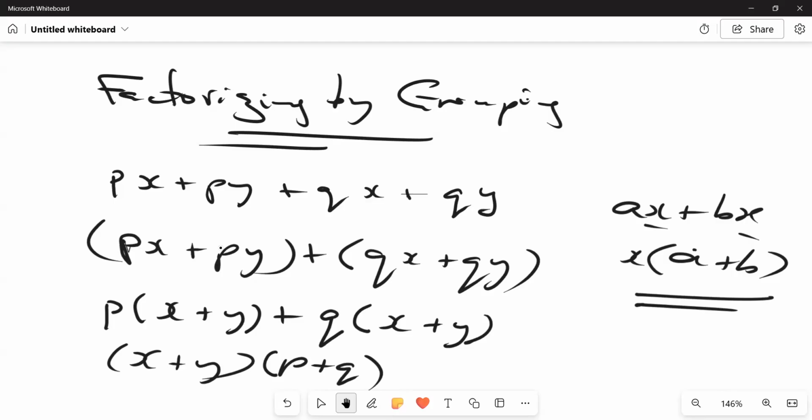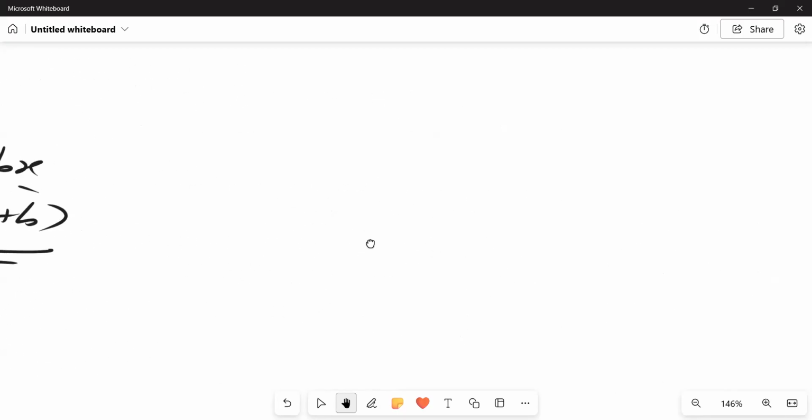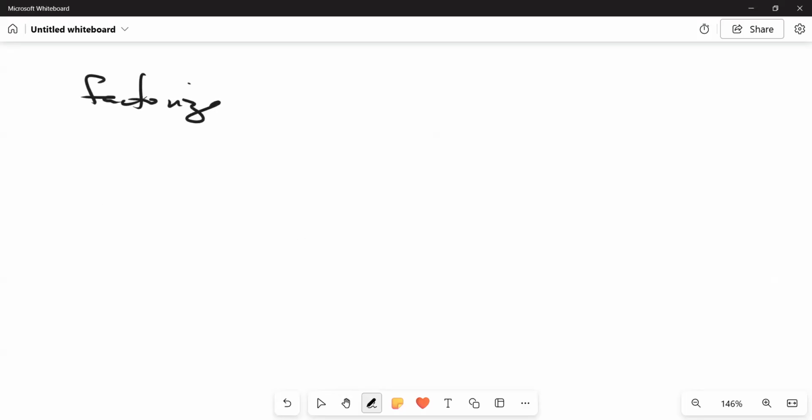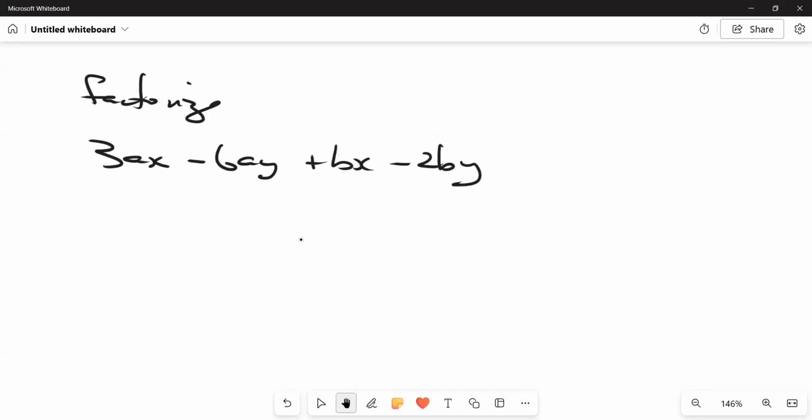Think you get it? Yes, sir. Good. All right, let's try another one. Now let's do one that maybe involves some negatives. Factorize 3ax for this one.